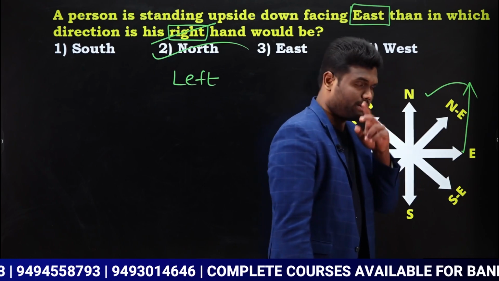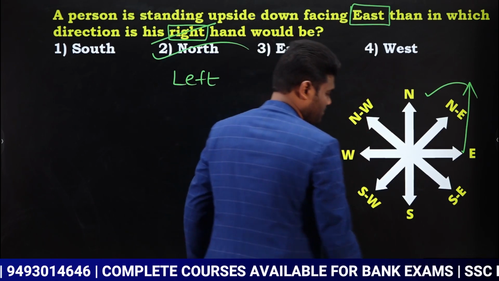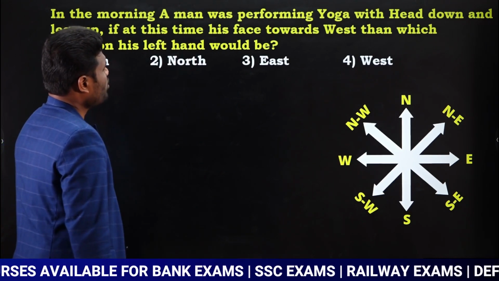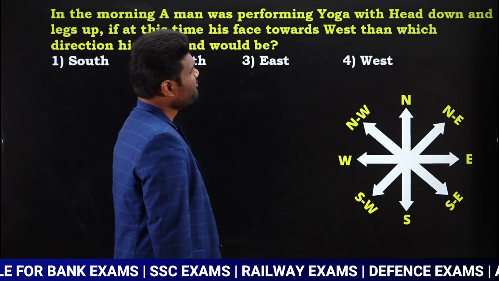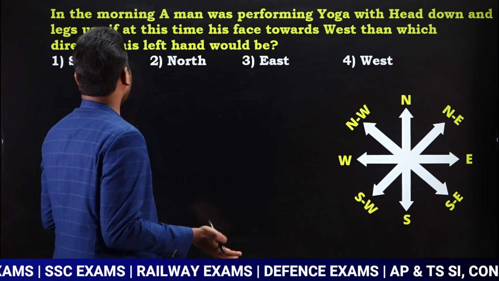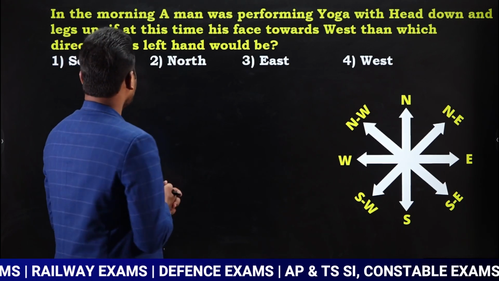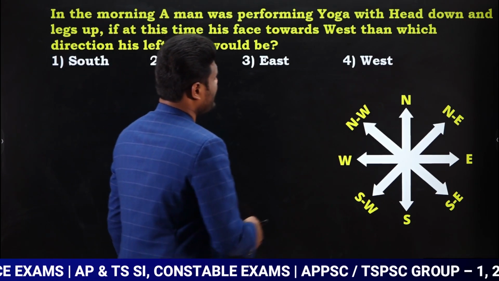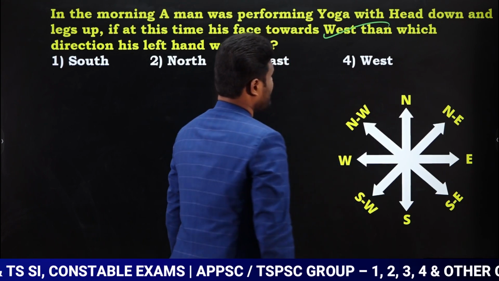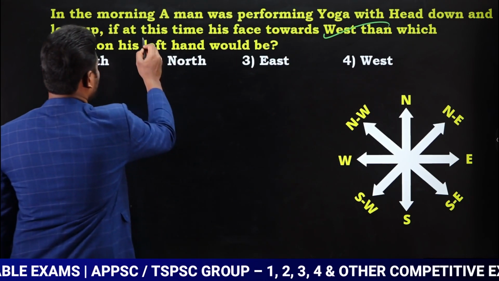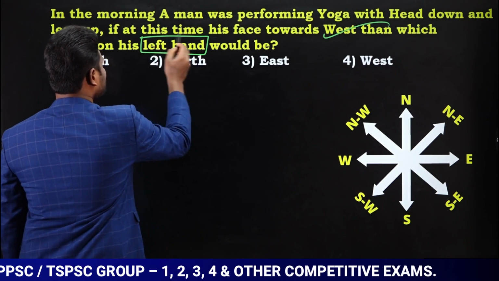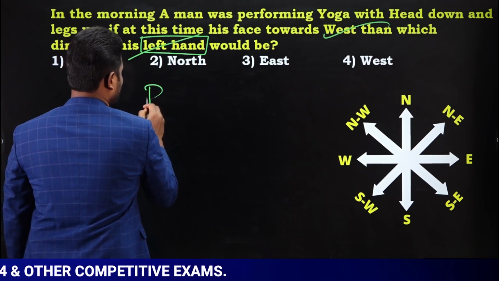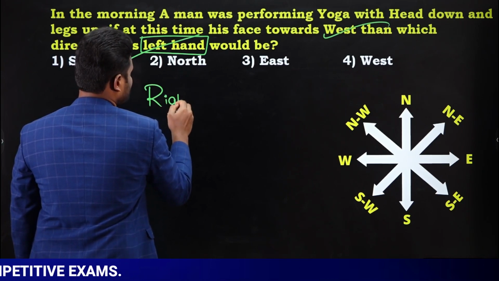So the answer for this question is going to be north direction. Is that clear? Let us look at the next question. In the morning, a man was performing yoga with head down and legs up, same as upside down. If at this time his face is towards west, then which direction would his left hand be? Here it is given as left, so you need to take it as right.